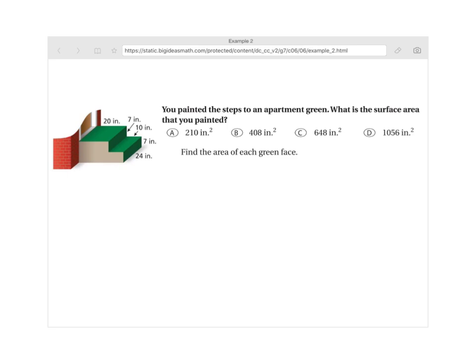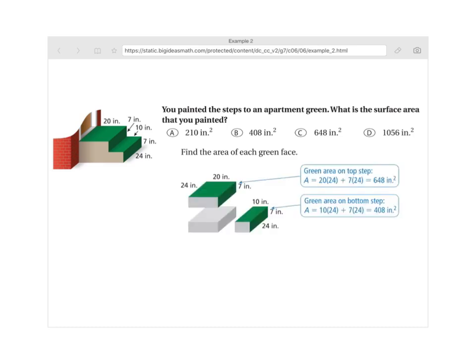So we would do length times width, which is 20 times the length of 24. And then you also need to add the 7 times the 24, that little front piece. We figured out this length was 24 because this length is. The width is 20, so we did 20 times 24. And then we have to do 24 times 7 to get the second part. So then that surface area, when you multiply and then add them together, would be 648.